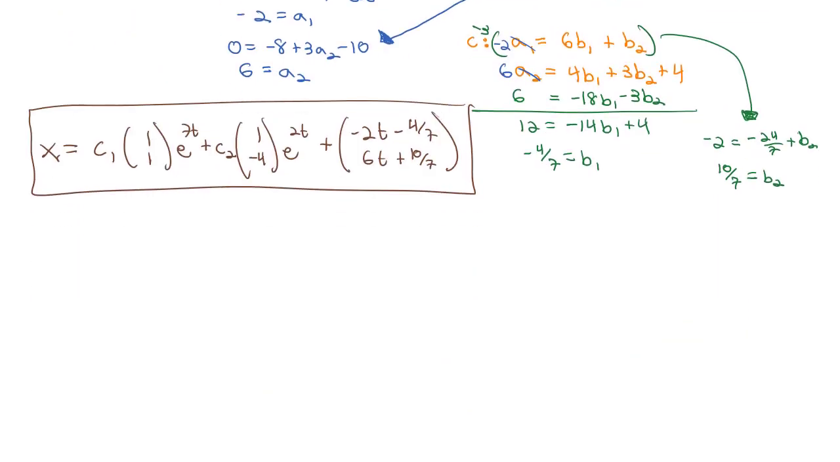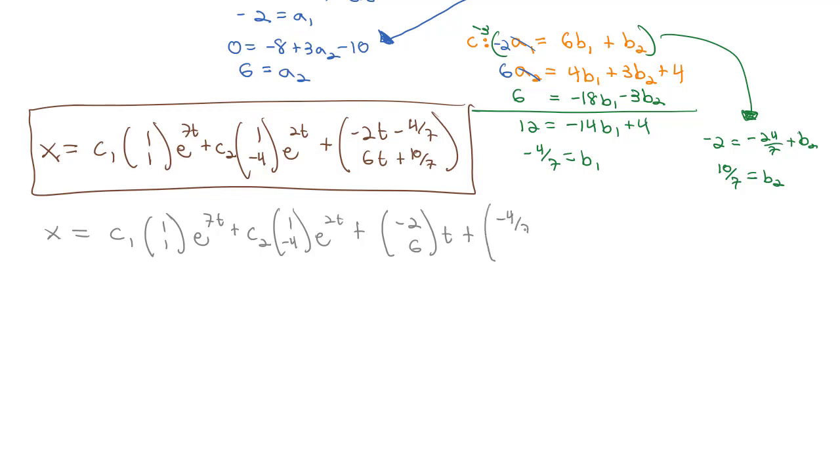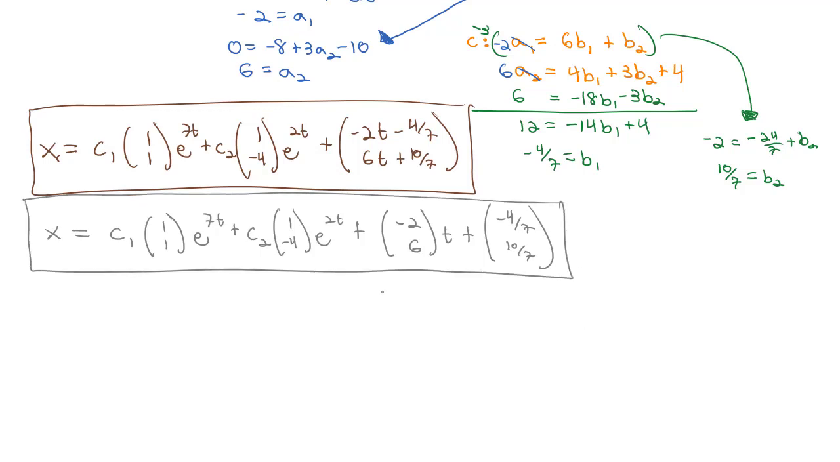Of course, we can write that solution several ways. We could break up the x particular into its component vectors, which would give us c1, 1, 1, e to the 7t, plus c2, 1, -4, e to the 2t, plus the coefficients of -2, 6 times t, plus the constant vector -4/7, 10/7. And so that would be the same solution split up into its component vectors.